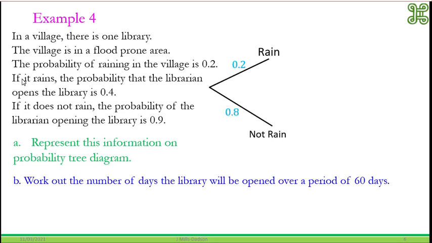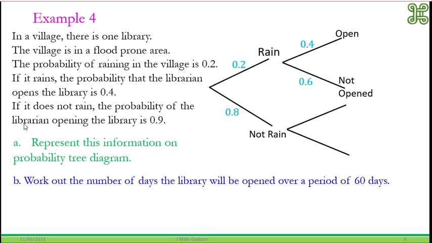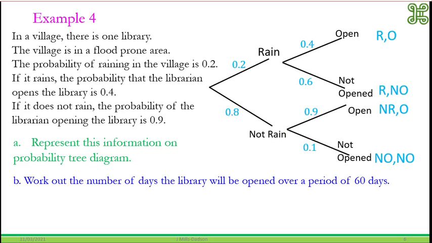Now we've been told that when it rains, the chance the library will be open is 0.4. So let's look at opening. It's a 0.4 chance. What about not opening when it's raining? It will be the opposite of 0.4 because we need to make sure we add up to 1. That's 0.6. When it does not rain, we are on this line. The library will be open at a chance of 0.9. So opening is 0.9. What about not opened? Opposite of 0.9 to get 1 is 0.1.